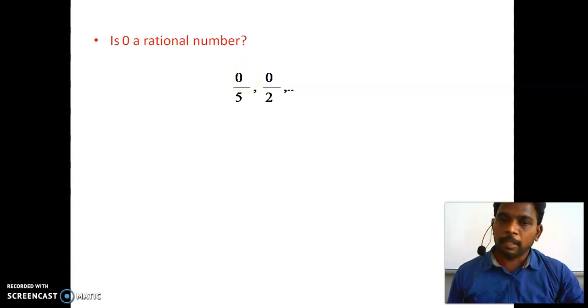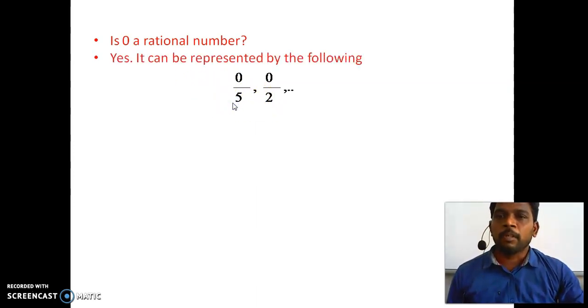Yes, 0 is an integer only. And what about the denominator 5? So that is also an integer. And if you take 0 by 100, the 0 is an integer and 100 is also an integer. So whether it satisfies the definition of the rational number or not? Yes, it satisfies the definition of the rational number. Therefore, 0 is a rational number only.